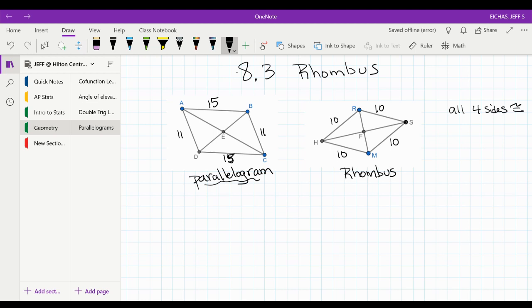Another shortcut to that is just to say that it's a parallelogram where the adjacent sides are congruent. So that's another way to look at it. Okay, the next property, that's an upgrade.